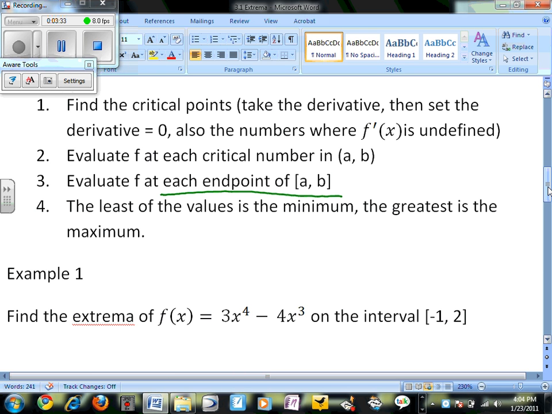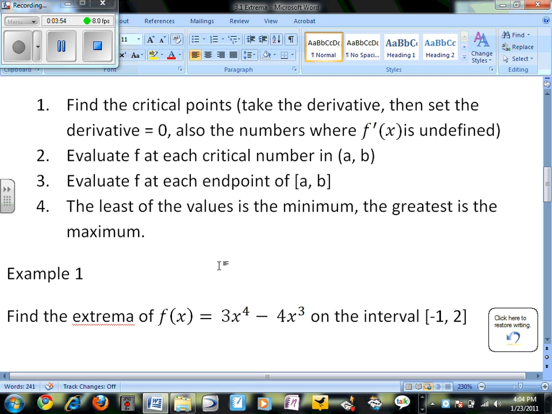Because it could start above. So we could have a graph that starts way up here and comes down here and does a bunch of goofy stuff that has some critical points, and then ends, I don't know, here. And where it started is going to be the highest point. So we've got to evaluate the endpoints as well.